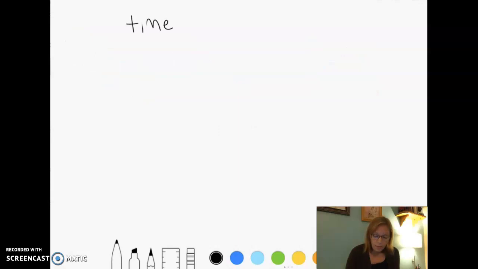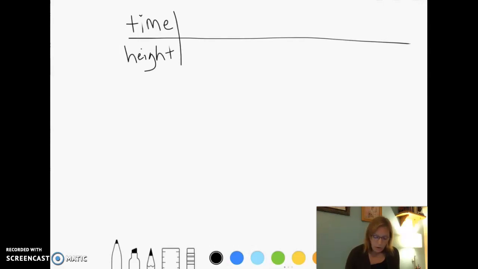Time is on top of this table and height is the second row. Okay. So that means time is my x values, my domain, and y is my height or my range. So in tables like this, you're always going to see x along the top, y along the bottom. And x, as you remember from before, is your independent variable, and y is going to be your dependent variable. Whatever y does depends on what x does.